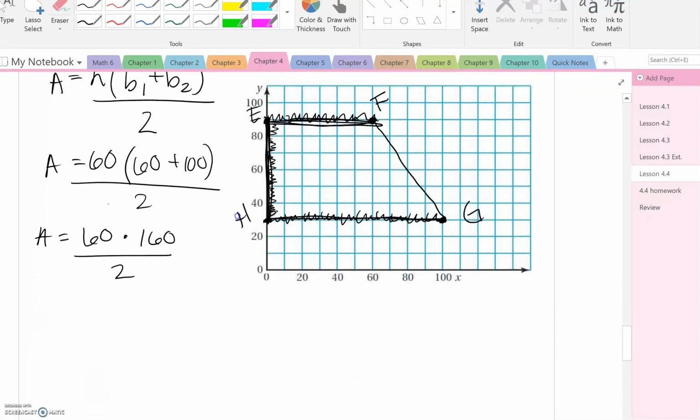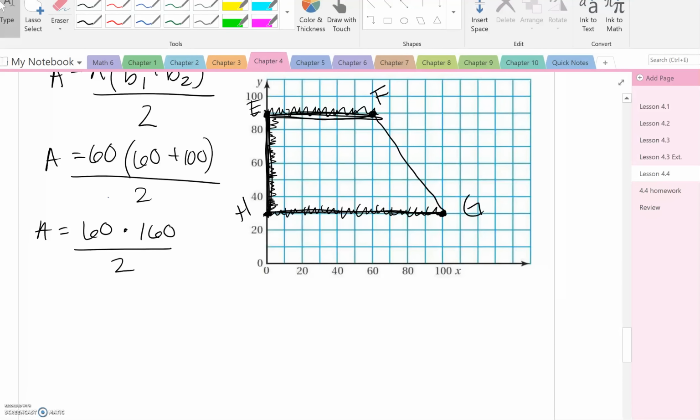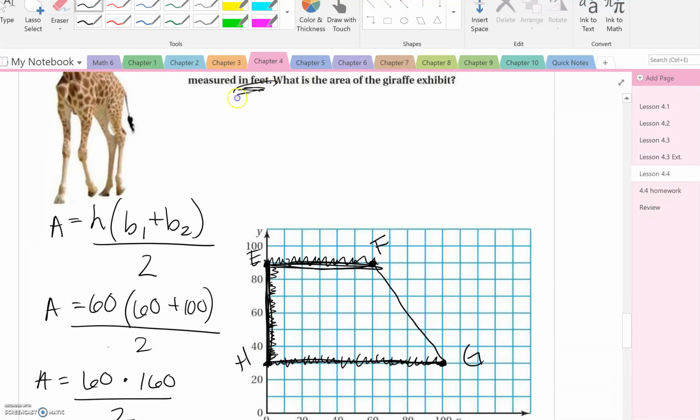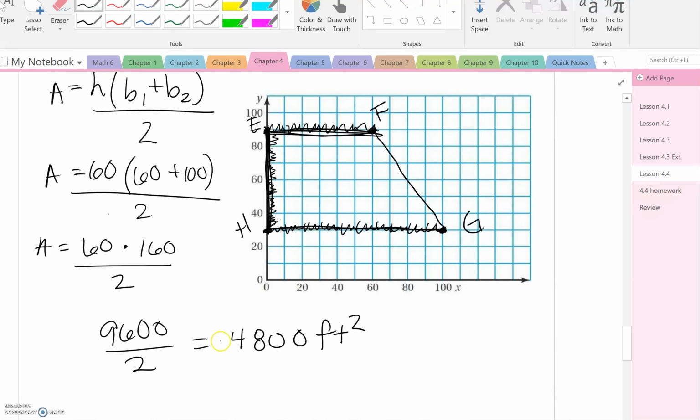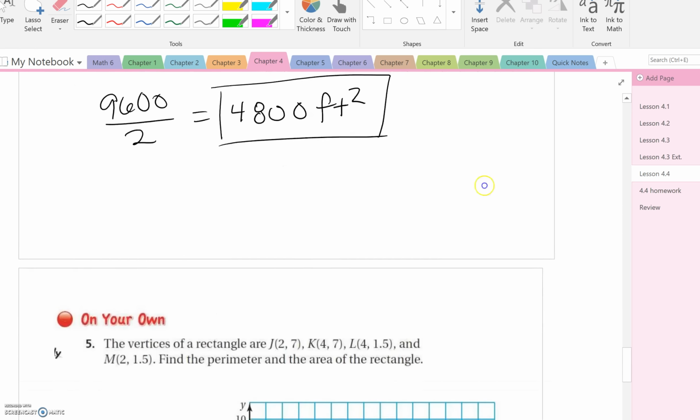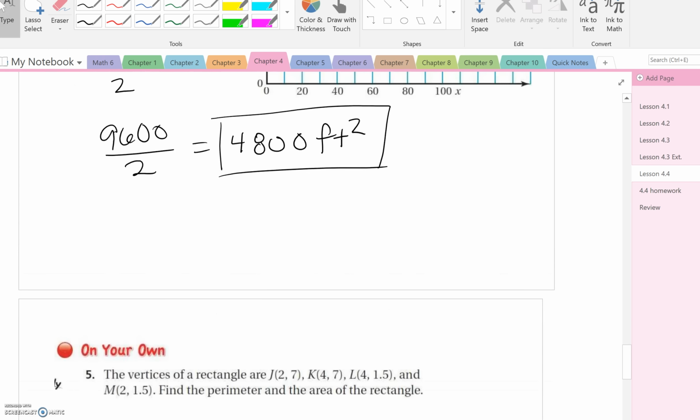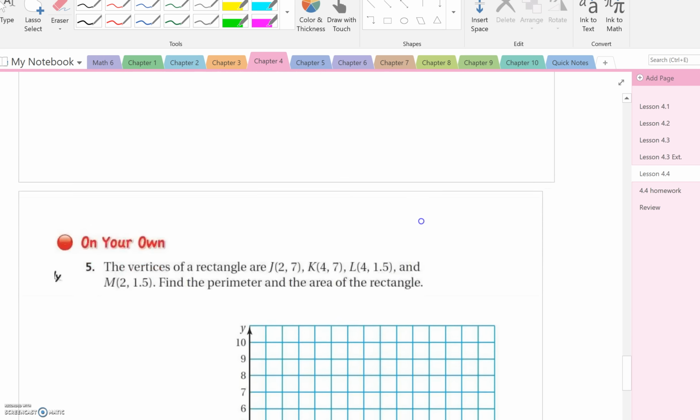All right. So we want to find our area here. So I have 60 times 160. So that's going to give me 9,600. Divide that by 2 is going to be 4,800 feet squared. They told me feet up here. So feet squared here, and that is the size of the exhibit. Okay. All right. So make sure, guys, that you are always listening to what it's asking you to do.